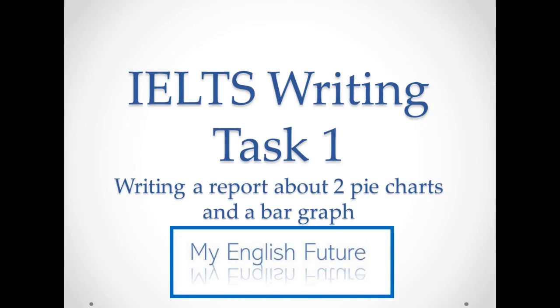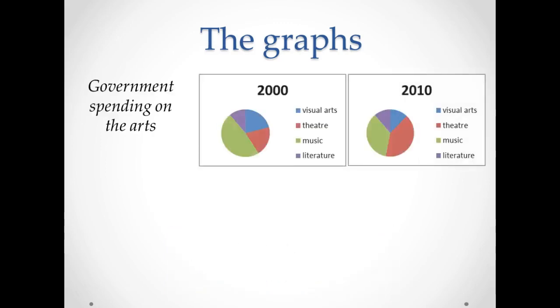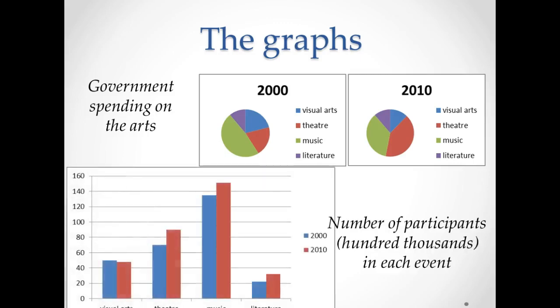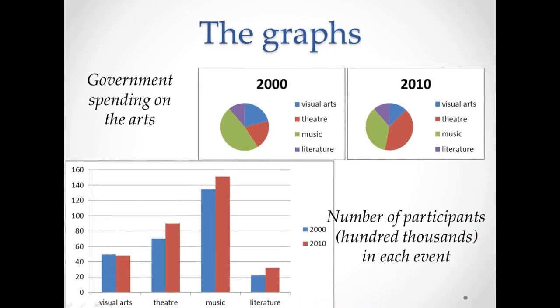IELTS Writing Task 1. You will see 2 pie charts and 1 bar graph. Here they are. There are 2 pie charts and 1 bar graph. Notice the pie charts are about spending by the government on arts. The bar chart refers to the number of people in each of these arts. You can look at them again in a minute.